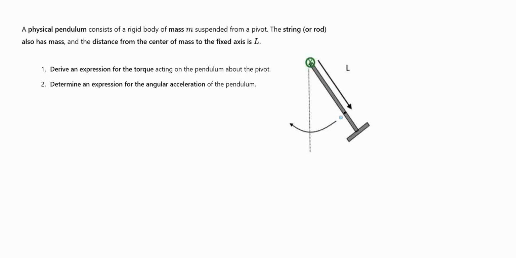So whenever we are given a problem of this sort, we have to consider the length from the center of mass only. The first step is to calculate the position of the center of mass, and then find the length L if it is not given. Here we have to derive an expression for the torque acting on the pendulum about the pivot, and also determine an expression for its angular acceleration.